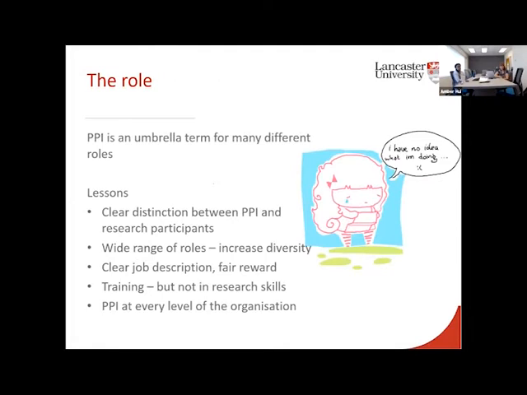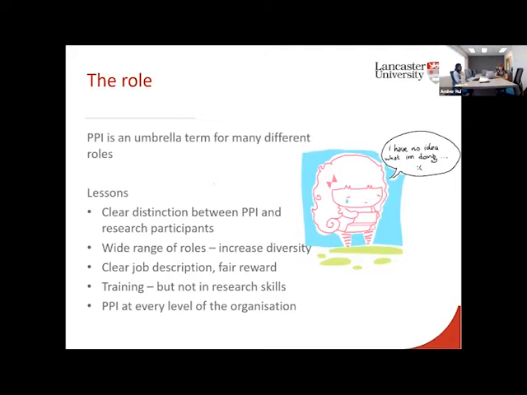Okay, and then lastly, I'm just going to add a few thoughts about the PPI role. So obviously PPI is an umbrella term that actually covers many different roles. And there's lots of enthusiasm to employ people in these roles, but often people aren't that clear about what it is they're supposed to be doing. So some of the things that we've learned along the way to try and help with this are, first of all, trying to create a really clear distinction between PPI and research participants. And that's not always easy, particularly with some participatory action research kinds of models.